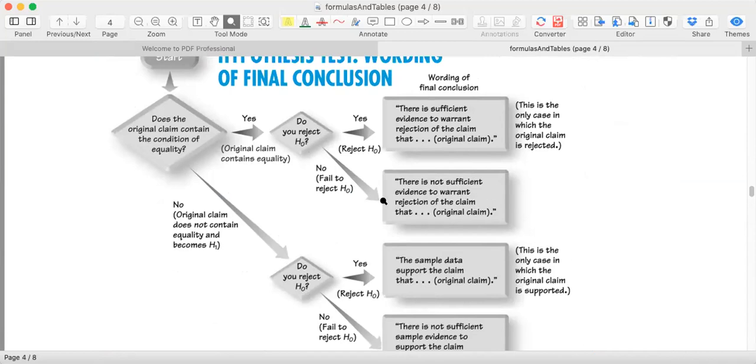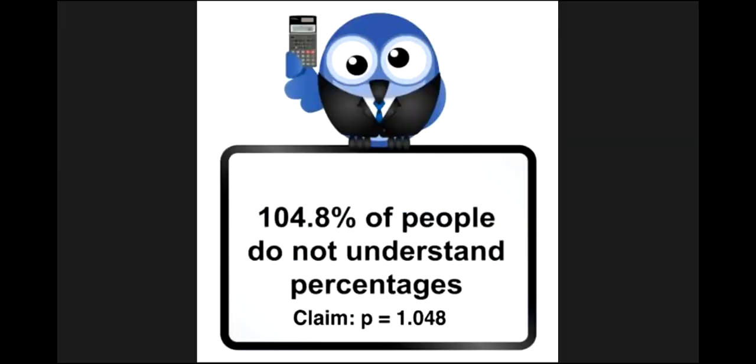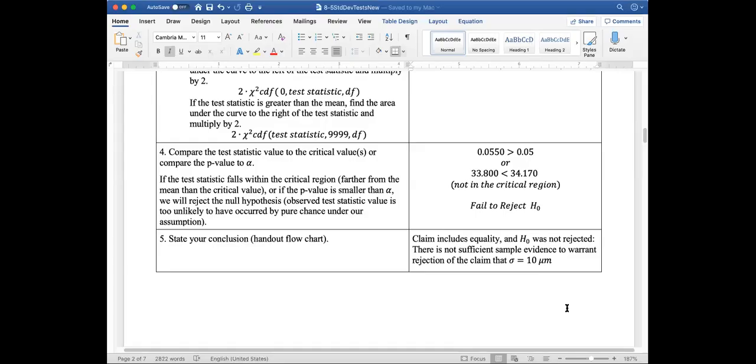So we're down here. And the wording is, there is not sufficient evidence to warrant rejection of the claim that, and then we would say sigma is equal to 10. And that concludes then the first problem. And so let's go back to the document and look at the second problem.